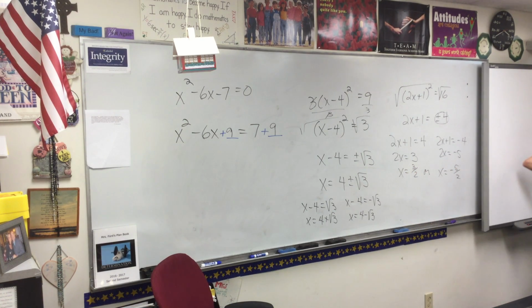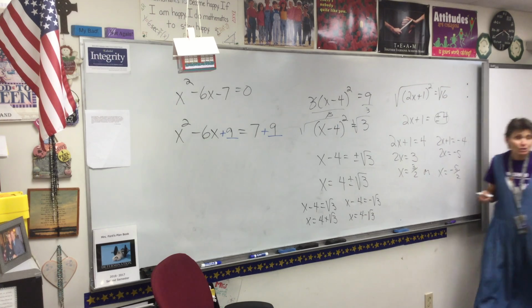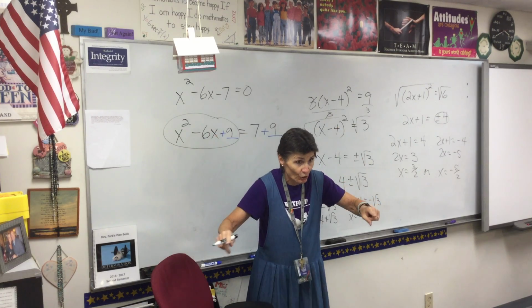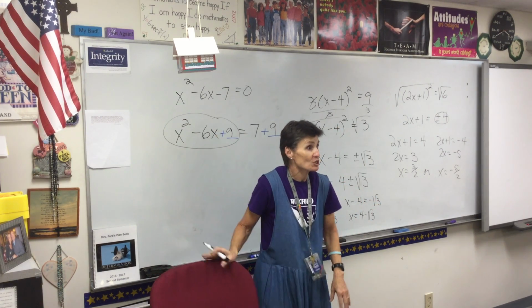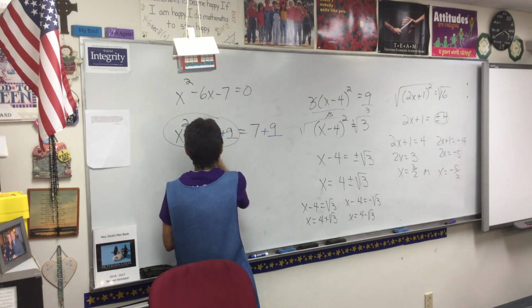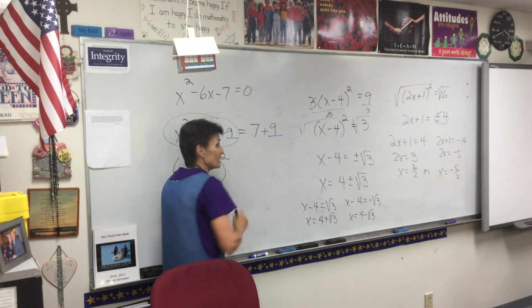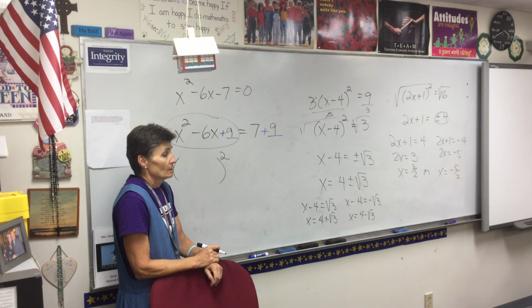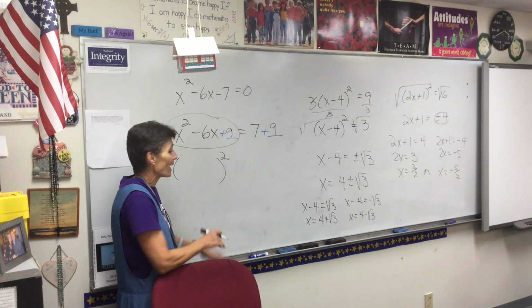So one more time. Once you move the 7 over, like Shiloh said, we're going to take half of that x coefficient and square it. Now, you did that so that this right here could factor into a perfect square. It's why we call this completing the square. This is going to factor into a perfect square. So how would that factor?